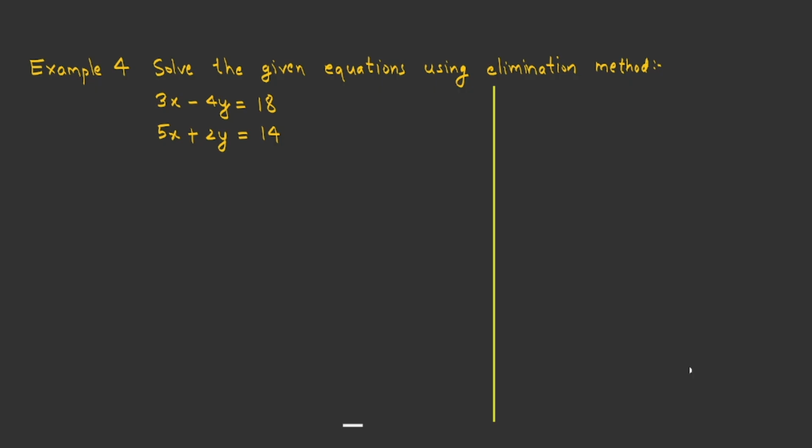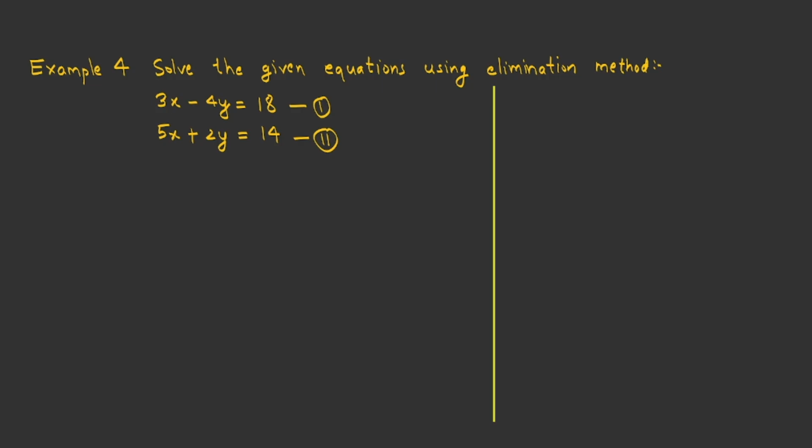एलिमिनेशन मेथड का चौथा क्वेश्चन देखते हैं. एग्जांपल 4, solve the given equations using elimination method. So here 3x minus 4y is equals to 18. इसे दे देते हैं नाम इक्वेशन 1. 5x plus 2y is equals to 14. इसे दे देते हैं नाम इक्वेशन 2.